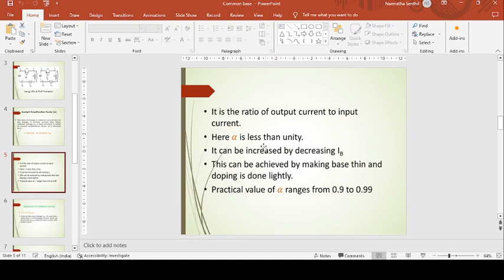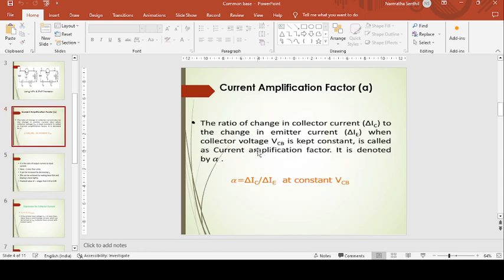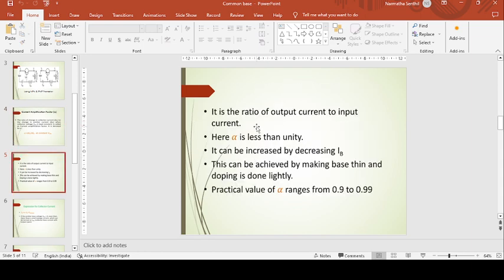Alpha is also called the current amplification factor, and it is the ratio of output current to the input current. It is always less than unity. We can increase the value of alpha by decreasing the current across the base. For achieving this, we make the base of the transistor very thin, and while doping it should be lightly doped. Generally the value of alpha ranges from 0.9 to 0.99.